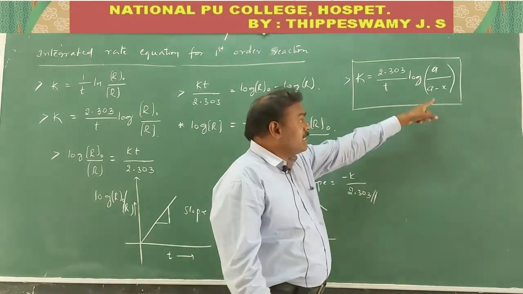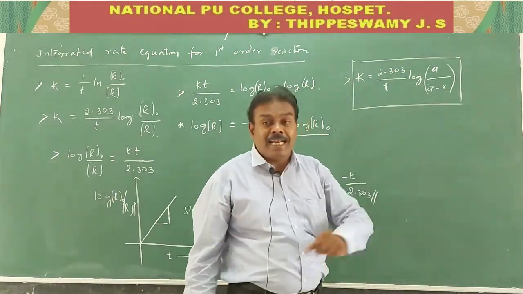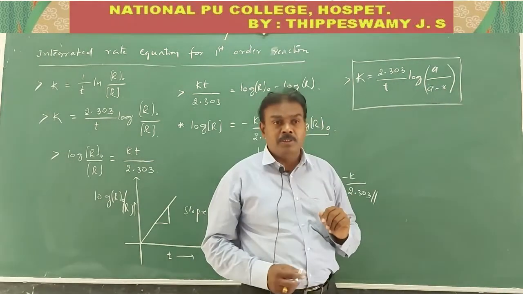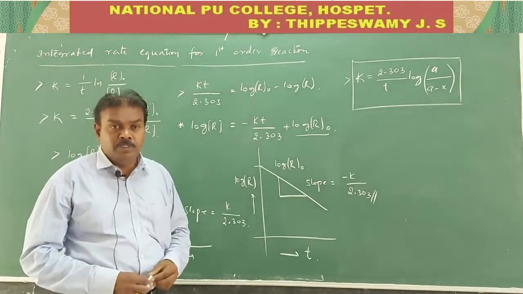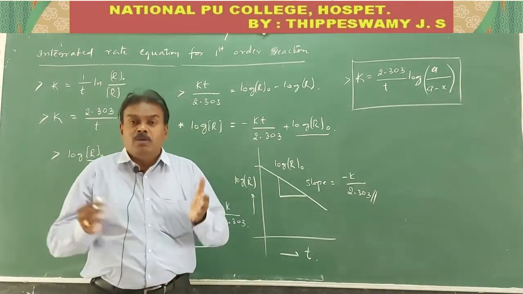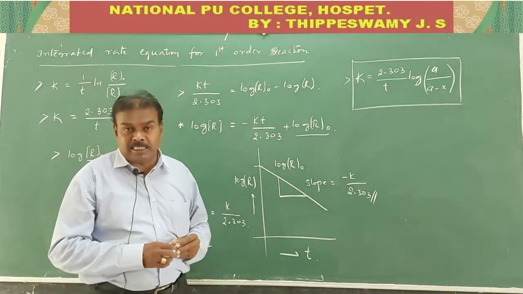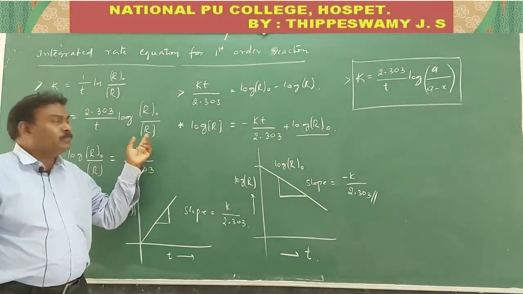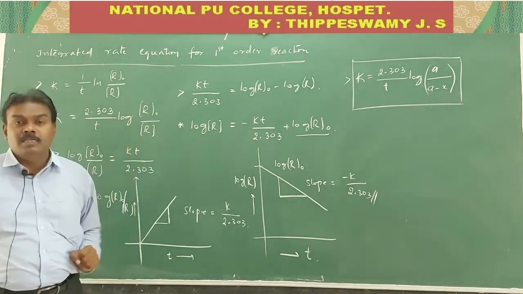And what is x called here? Concentration of the reactant reacted. How much reactant has reacted? Then what is a minus x? It is the concentration of the reactant after the time interval. After a certain time interval, what is the concentration of the reactant left unreacted? That is a minus x. Here the same thing only. Capital R is nothing but the concentration of the reactant left unreacted after a certain time.